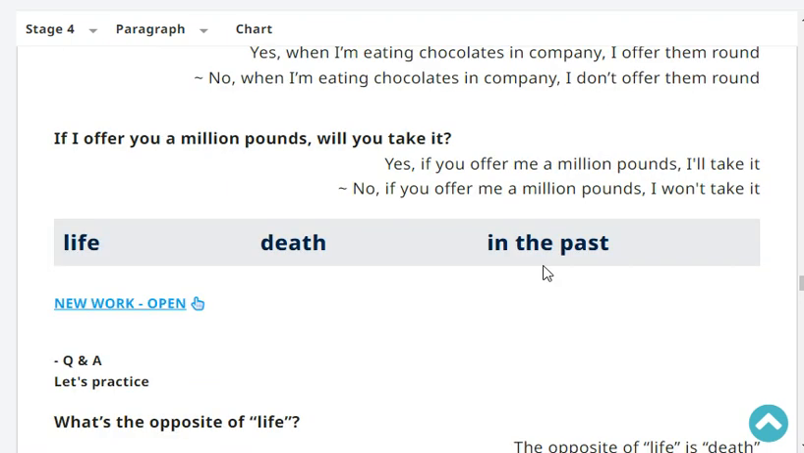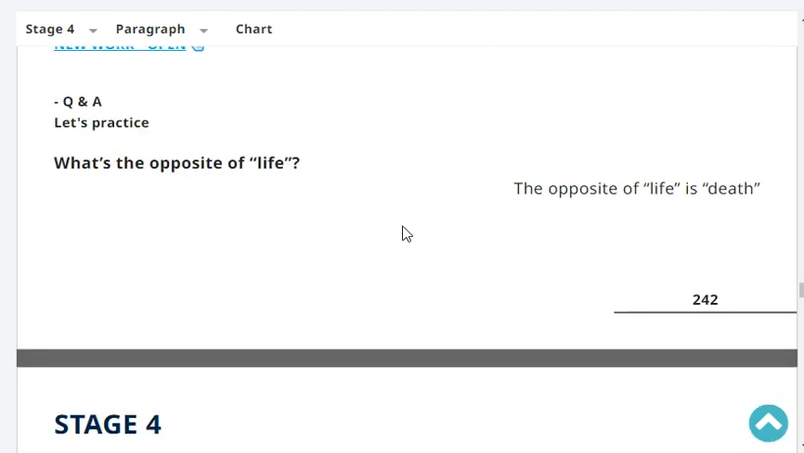If I offer you £1,000,000, will you take it? Yes or no? No, if you offer me £1 million, I won't take it. That's correct. I don't have any millions to offer anyway.